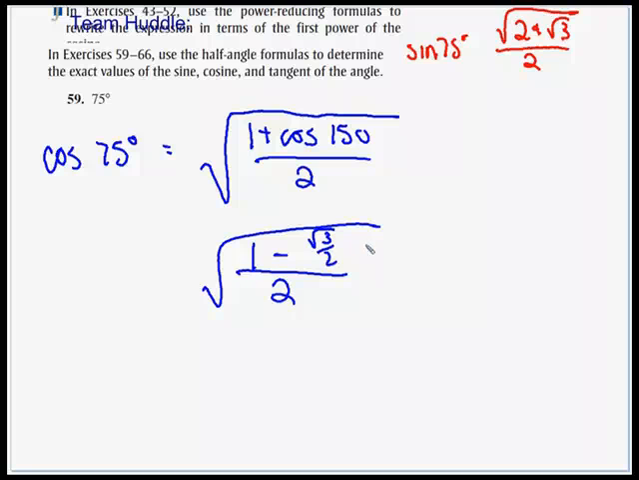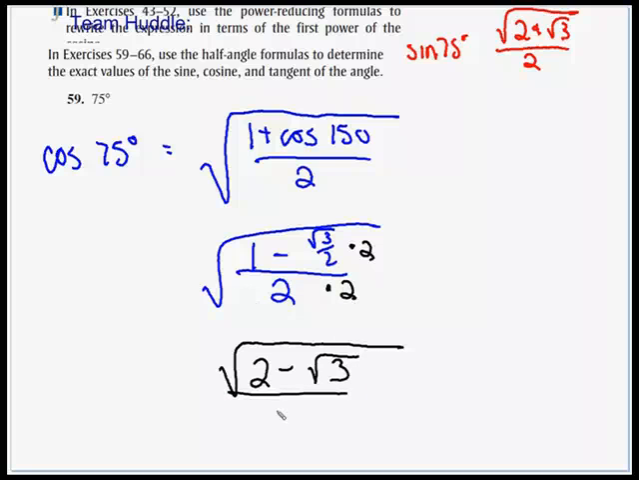And you start to see a pattern emerge. We've got to multiply the numerator and denominator by a 2. And we'll just have the radical of the numerator, 2 minus root 3. Denominator would be 2 times 2 is 4, and the square root of that is 2. So a lot like the other answer we got, but there's just a sign difference. So the cos of 75 is the square root of 2 minus the root of 3 all over 2.